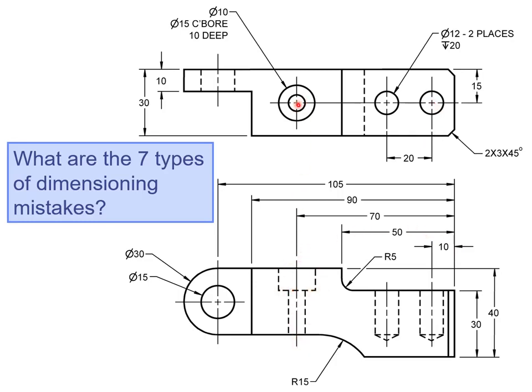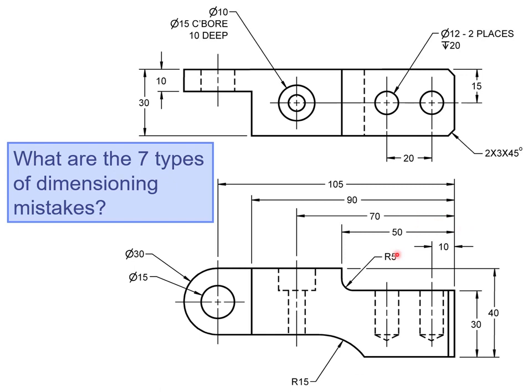So here we have this counterbored hole. This dimension of 70 should be up here in the top view. We do not dimension hidden features, but here it's seen. We can physically see the counterbored hole, so we would place the dimension of 70 here.